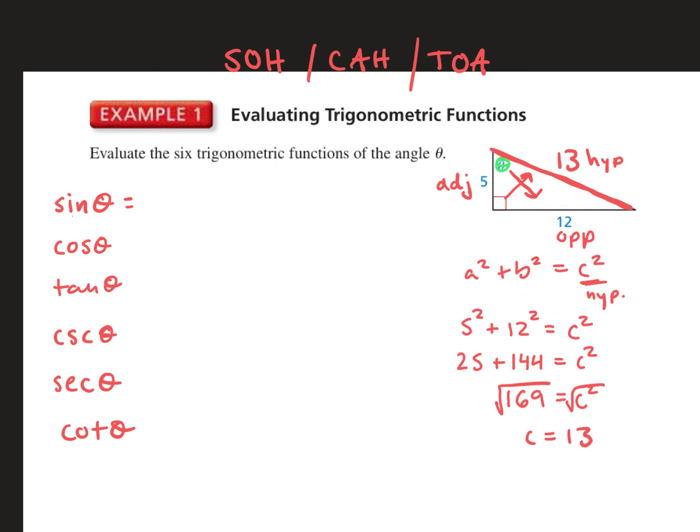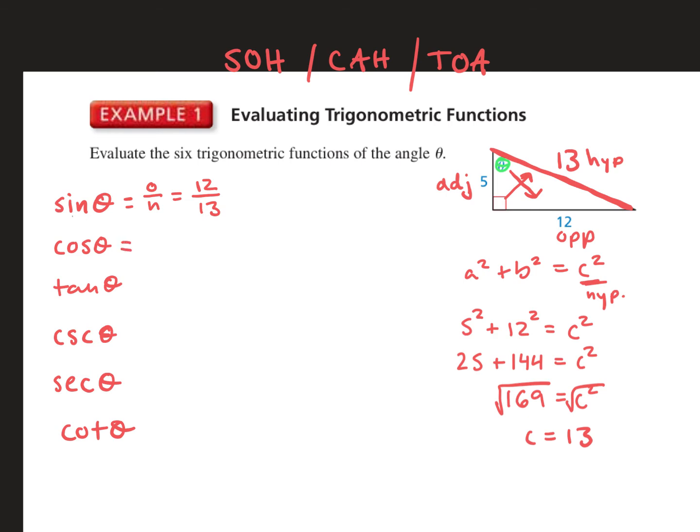What is sine? In terms of adjacent, opposite, hypotenuse, what is sine? Opposite over hypotenuse. So what's our opposite? Our opposite is 12, and what's our hypotenuse? 13. So sine of theta is 12 over 13.